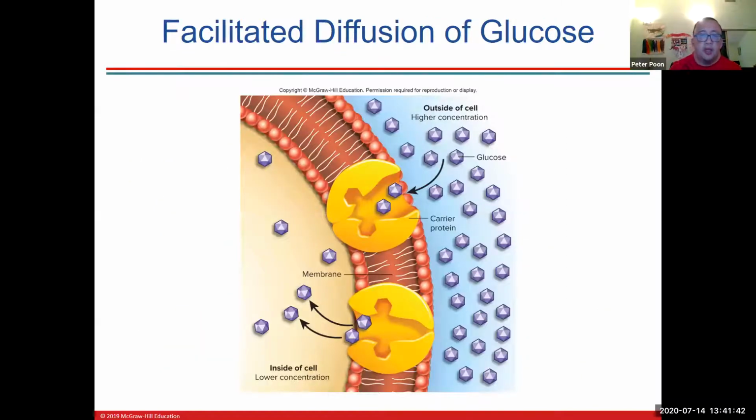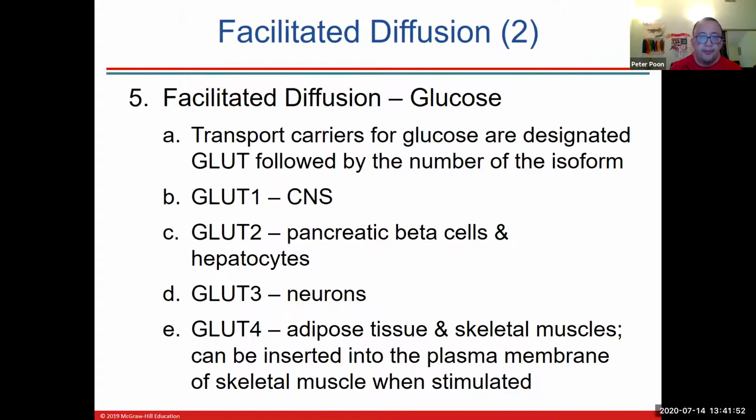So here's the facilitated diffusion of glucose. Transport carriers for glucose are designated GLUT, followed by a number, which is the isoform. GLUT1, CNS; GLUT2, etc. GLUT4, adipose and skeletal muscle. This can be inserted into the plasma membrane of skeletal muscle when stimulated.